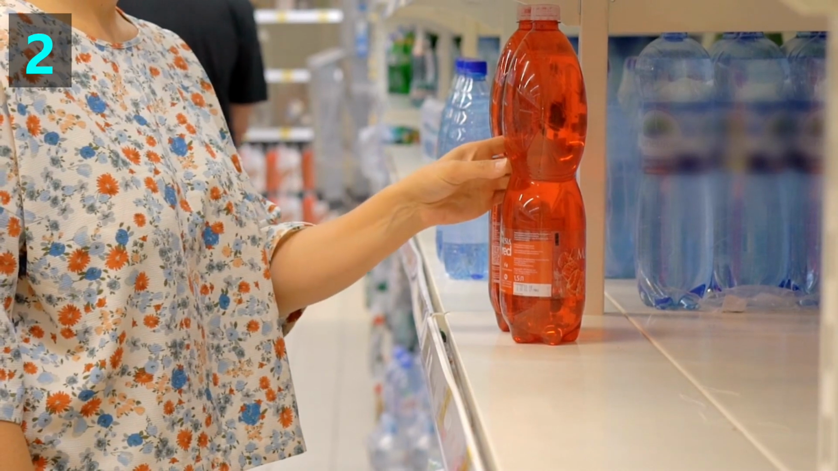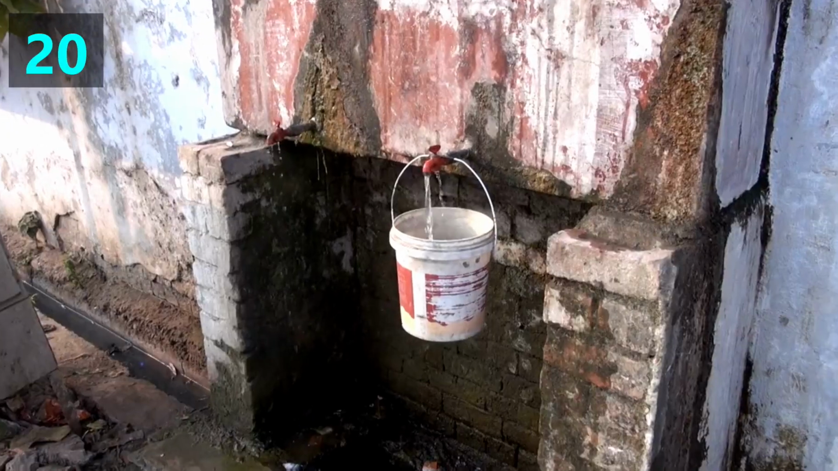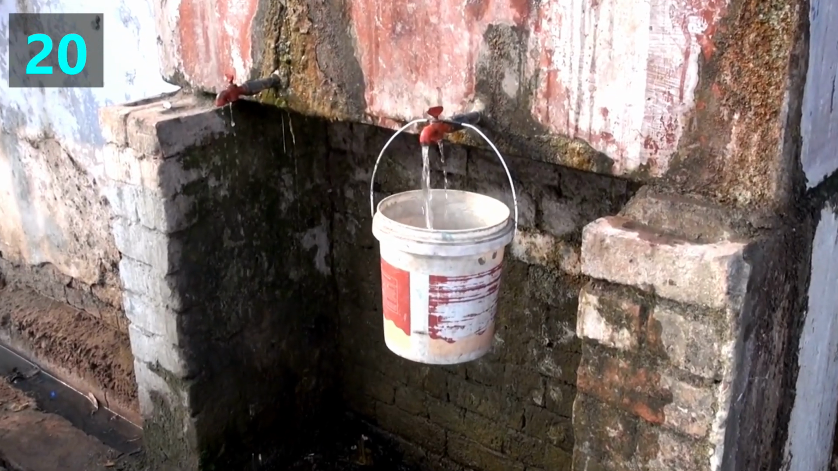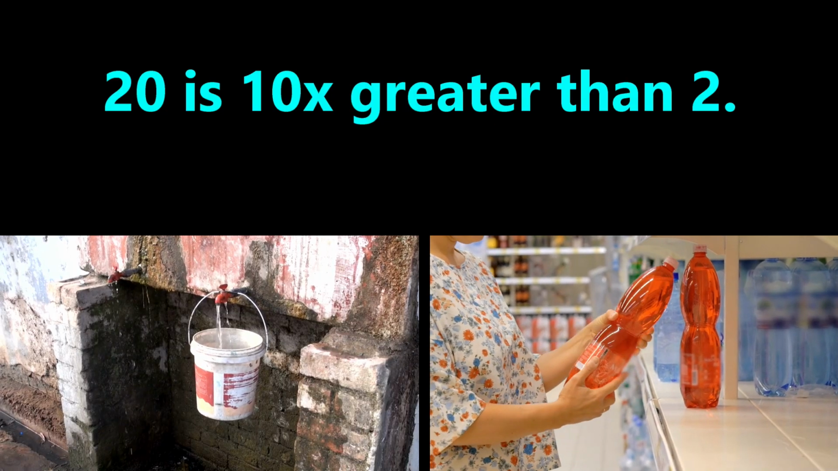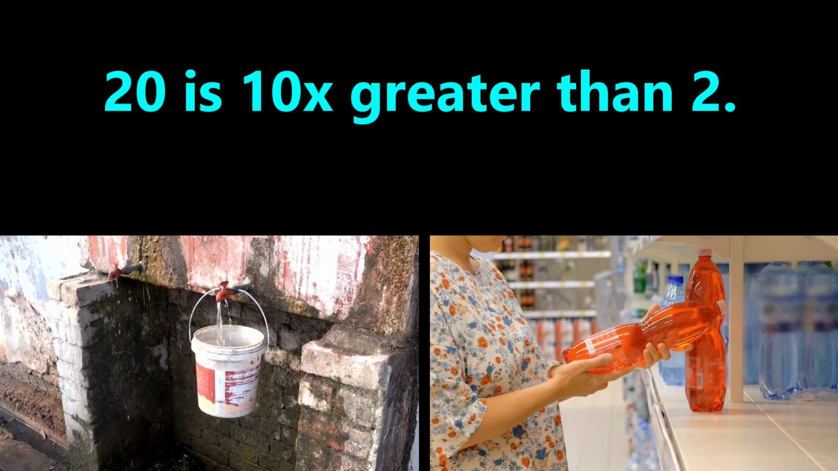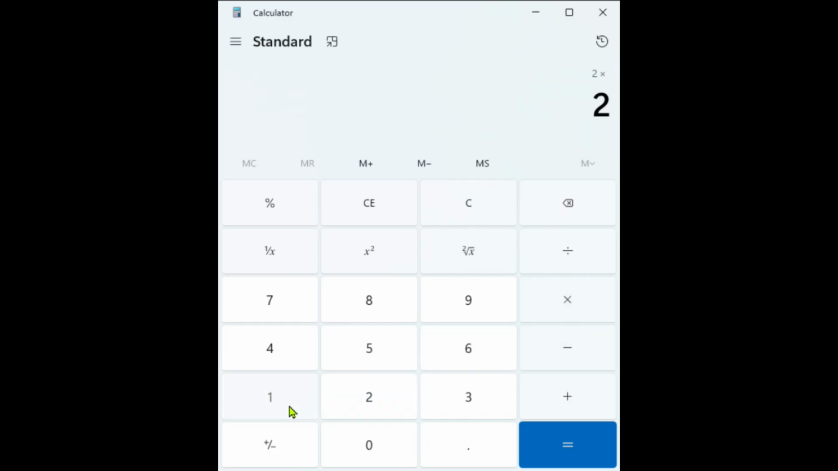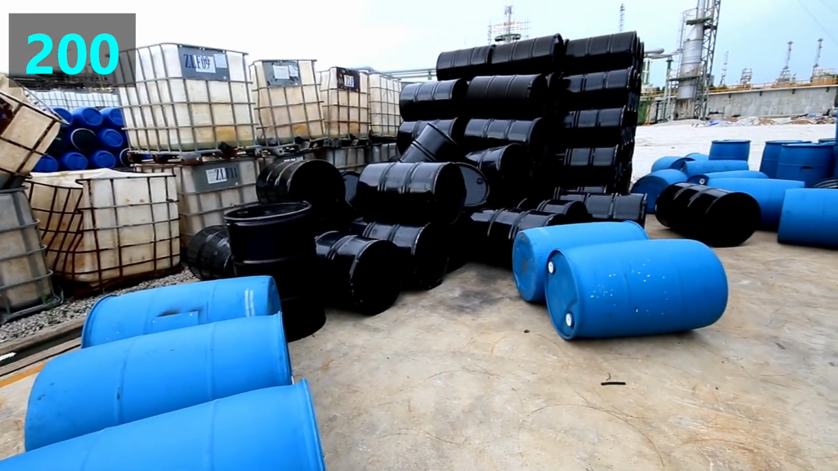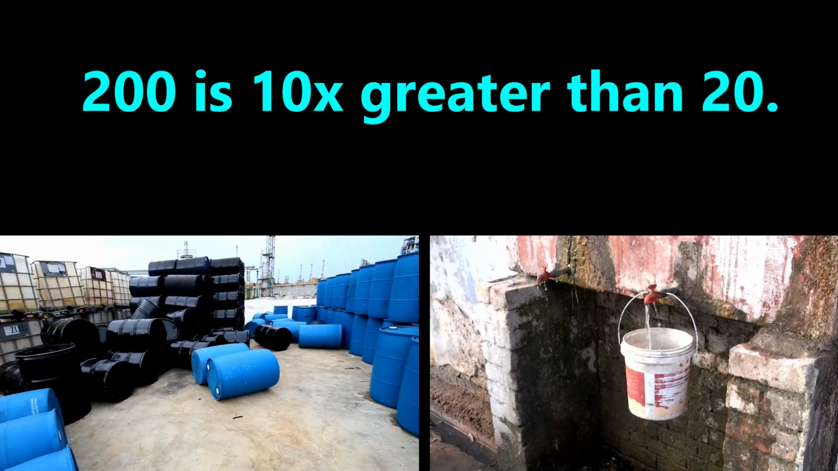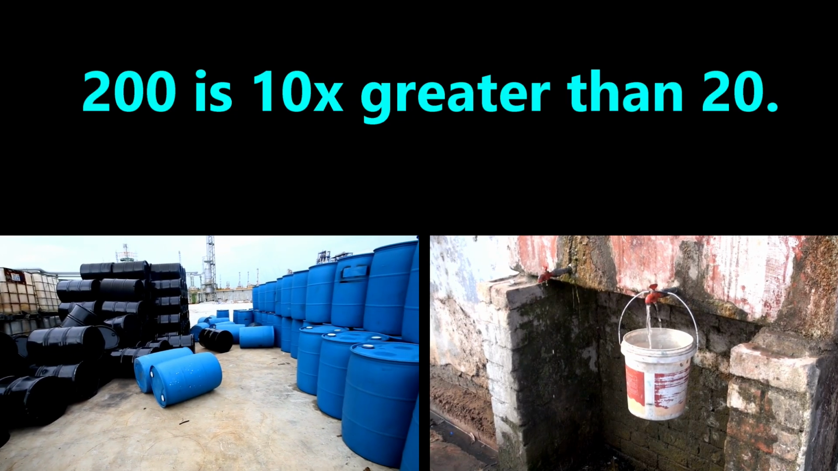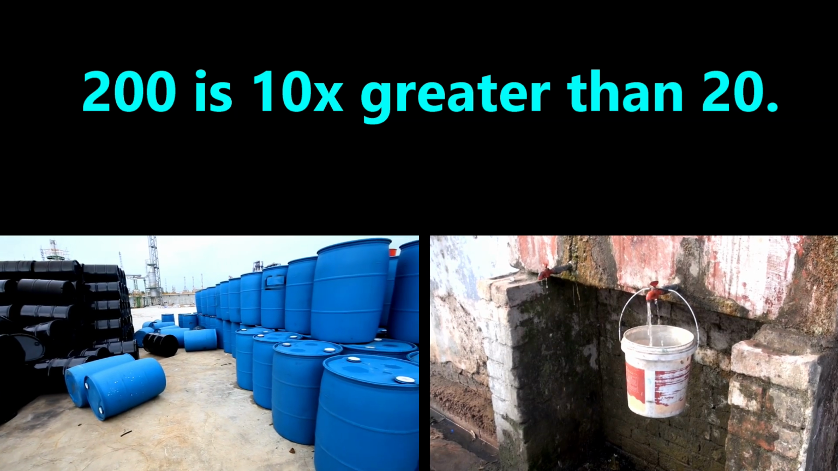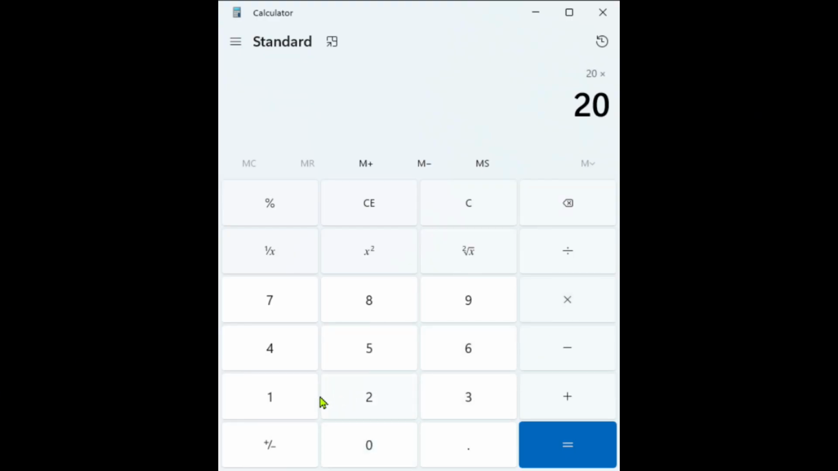This bottle holds 2 liters of juice. This bucket holds 20 liters of water. Please note that the number 20 is 10 times greater than the number 2. If we start with 2 and multiply it by 10, then we get 20. Each of these barrels can hold 200 liters of water. Please note that the number 200 is 10 times greater than the number 20. If we start with 20 and multiply it by 10, then we get 200.